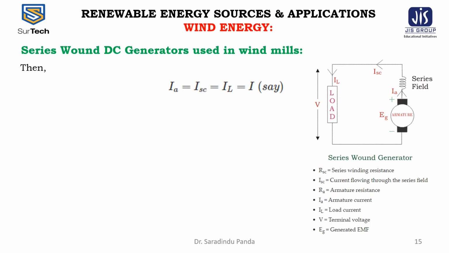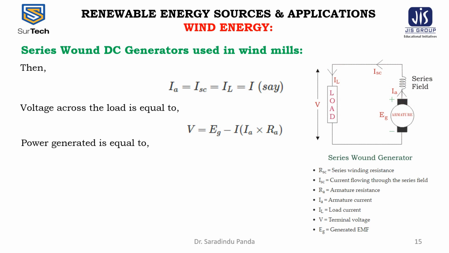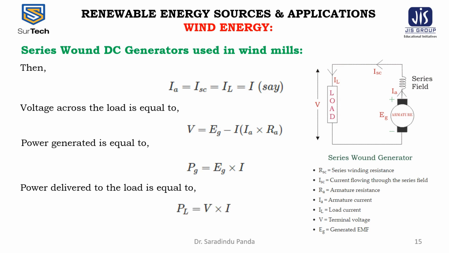Then IA is equal to ISC is equal to IL, where IL is the load current, is equal to I. The voltage across the load is V equals EG minus I into RA, where RA is the armature resistance. Then the power generated is EG into I. So the power delivered to the load is PL equals V into I.